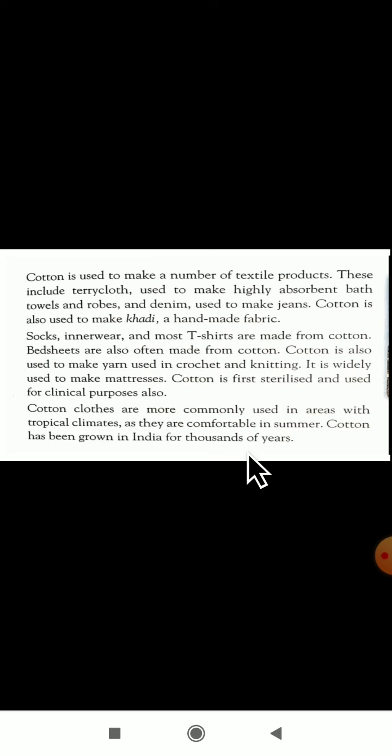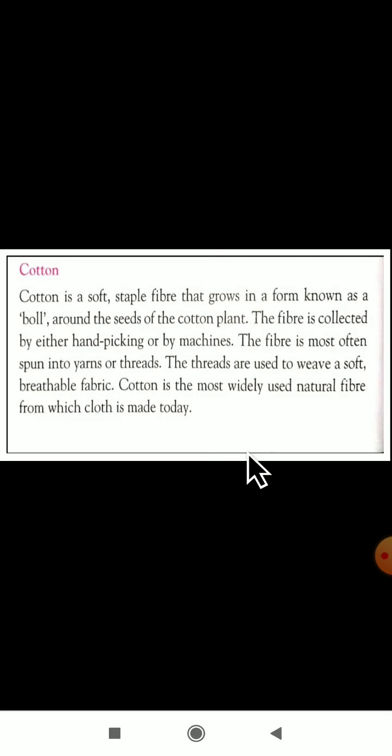Remember, it is one of the soft staple fibers. What is cotton? Cotton is a soft staple fiber, and it grows in the form of a boll. In which form? In a BOLL, boll form, around the seeds of a cotton plant. Okay, the seeds will be there, and around that it will grow. Can you see the seed here? This outer covering is the seed here. Around that the cotton has grown here.